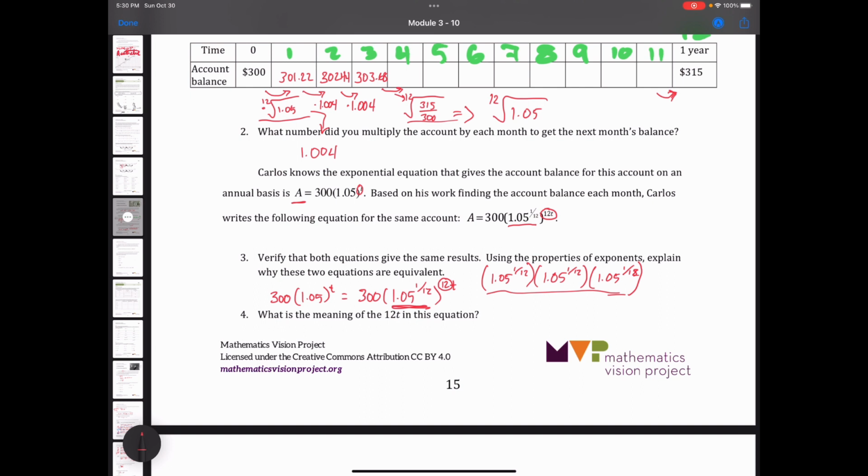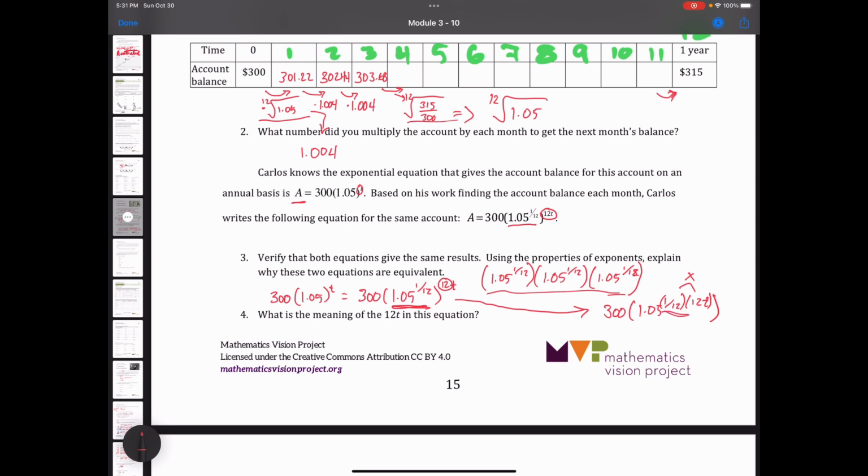Another way to think about that is since exponents are repeated multiplication, we know that multiplication is repeated addition. So if we have 1/12 plus 1/12 plus 1/12, 12 times, we will actually get 12 twelfths, which is just 1. So what we're actually doing is we have 300 times 1.05 to the 1/12, and we've taken that exponent and multiplied it by 12t, because when you raise a base with an exponent to an exponent, you can multiply those exponents together.